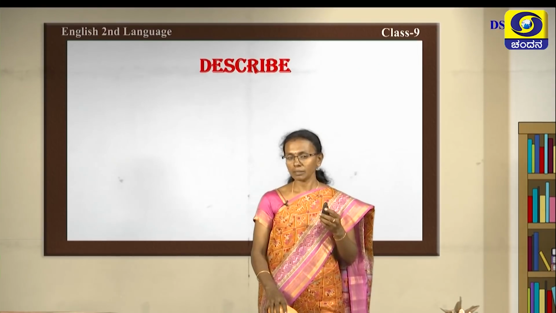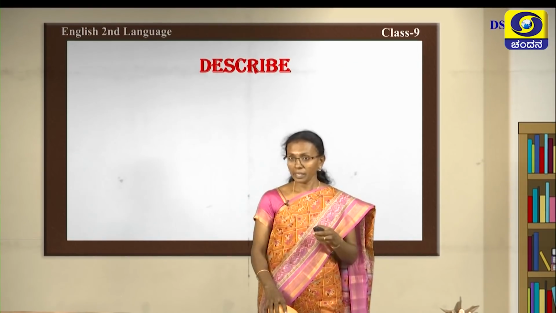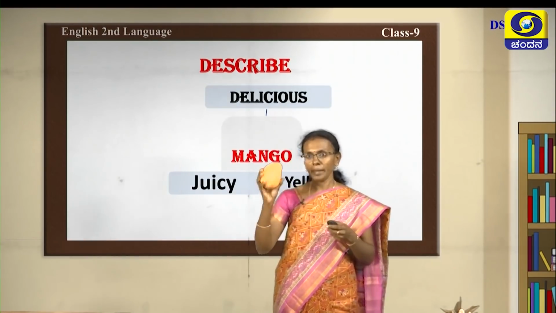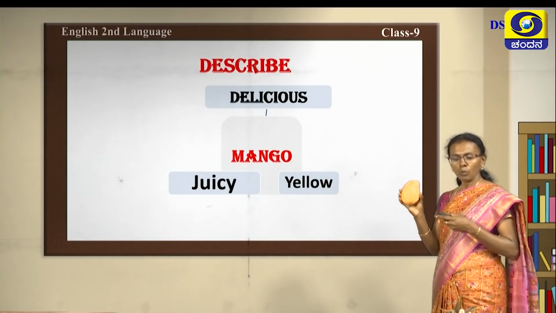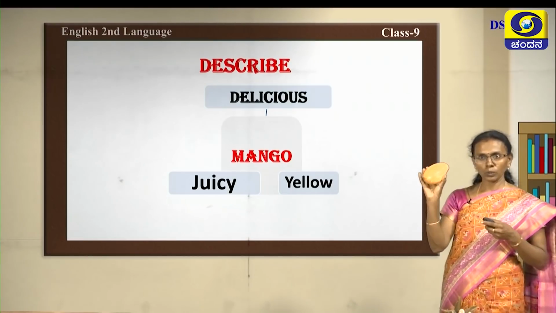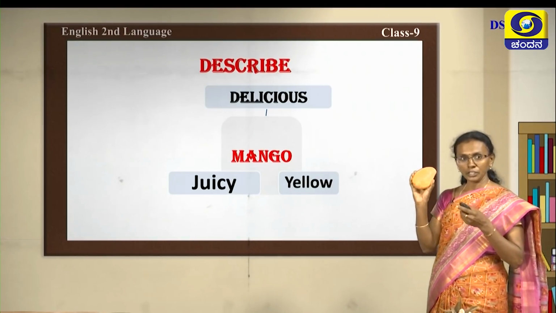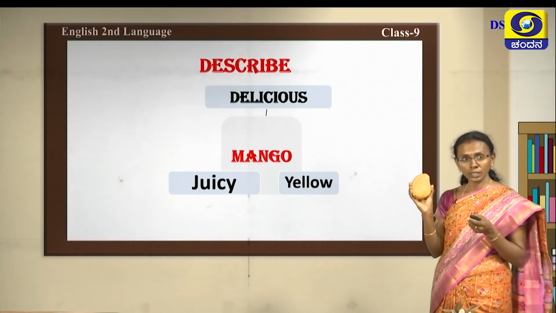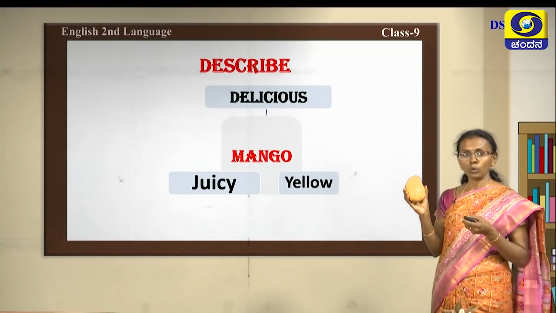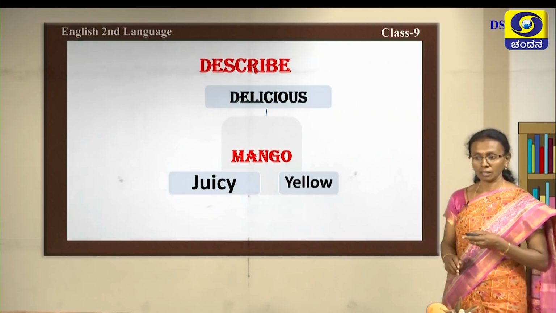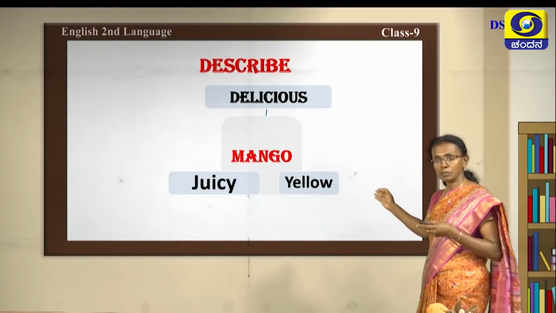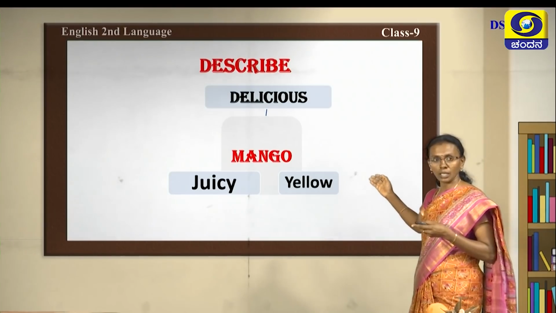Did you get? You want any other clue? I am a fruit. What am I? I am a mango. What did you do to describe this mango? You used delicious, you used juicy, you used yellow. What are these words? These are describers. Okay, these are describers. See, delicious, juicy, yellow.